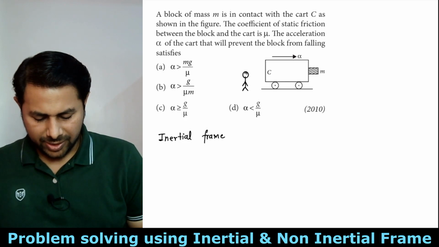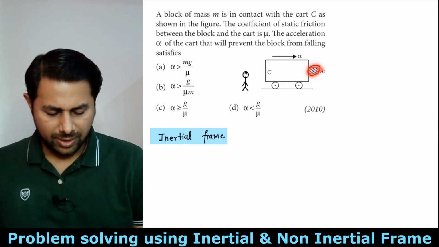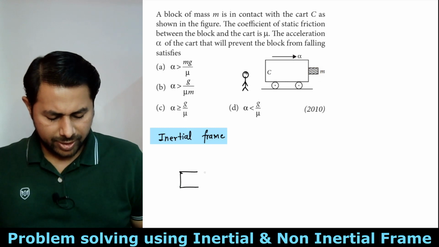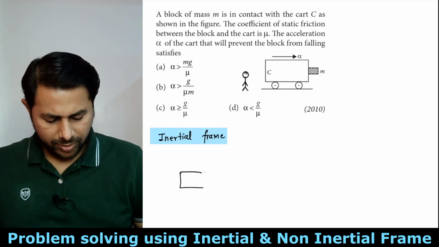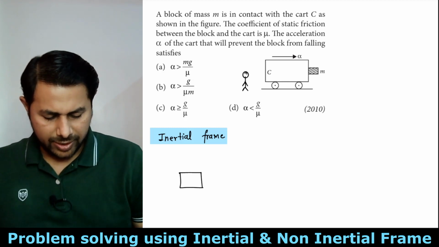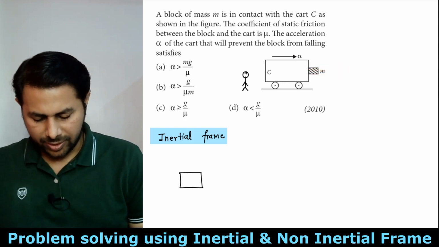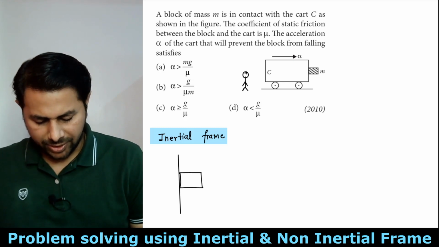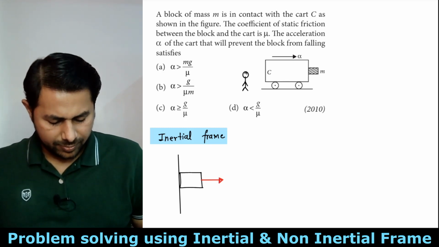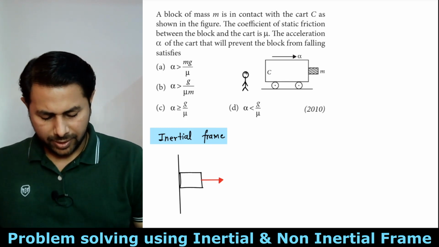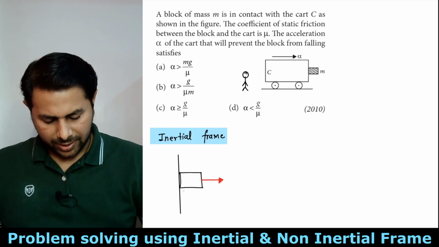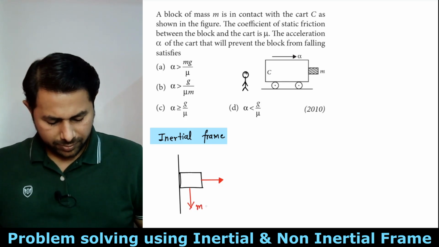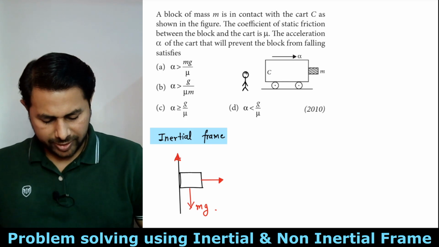So this person observes what's happening and draws the free body diagram of this mass m. What are the forces acting on it? One is the normal reaction, which is acting in this direction. Then there is its weight acting downwards, weight equal to mg, and there is the frictional force between these two surfaces which is acting upwards.